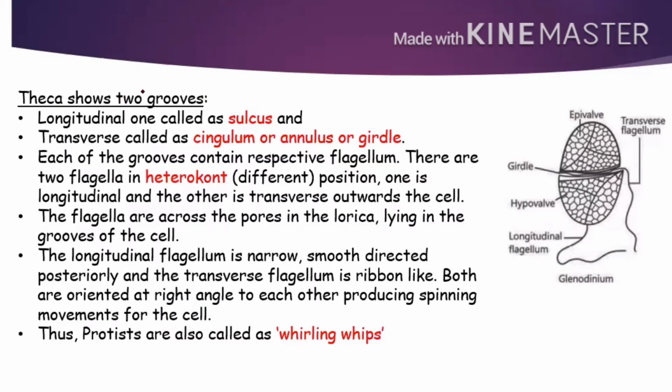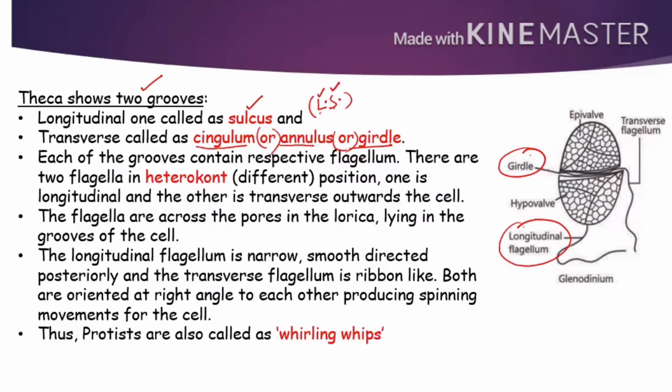Previously I showed you they have two grooves. The longitudinal groove is known as sulcus. See here, this is the longitudinal groove, known as sulcus, which bears the longitudinal flagellum. And the transverse groove is known as cingulum or annulus or girdle. These are the different names of the transverse groove. For learning, you can remember longitudinal section, LS. The longitudinal is known as sulcus.